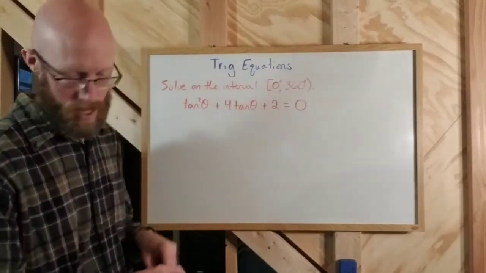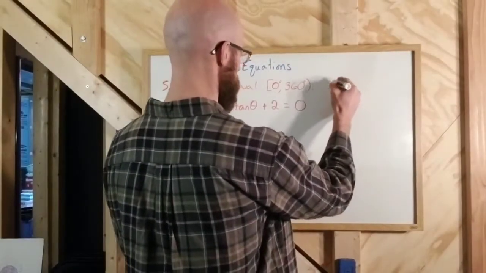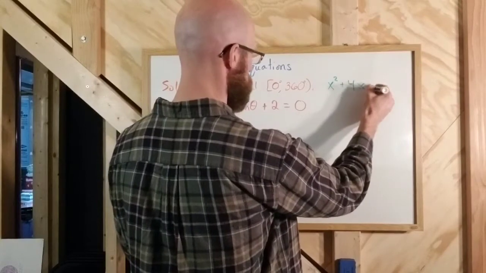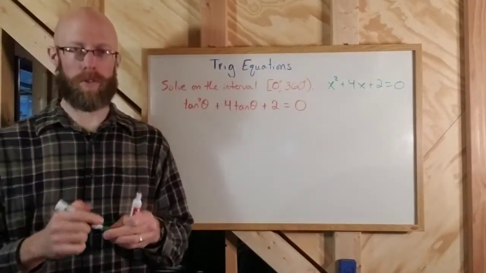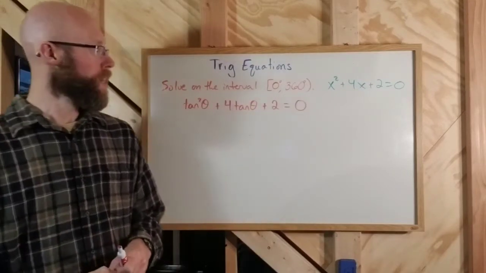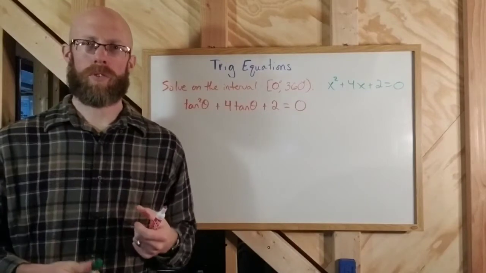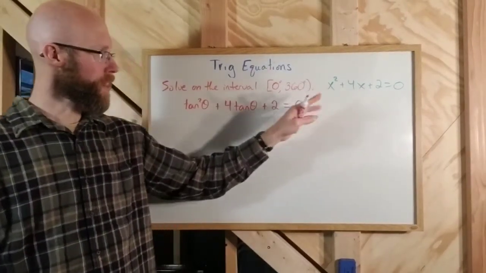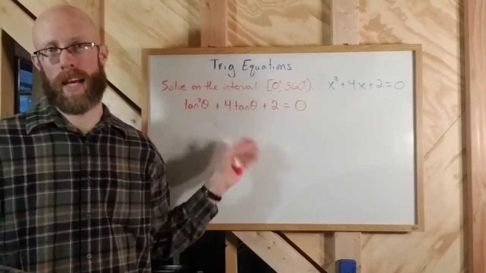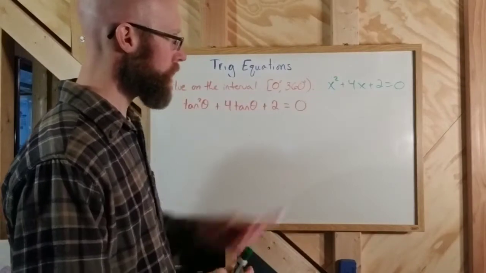And so it would be similar to the equation, say, x squared plus 4x plus 2 equals 0, if you had a similar type of equation using x instead of tangent of theta. And so what I'm going to do is go ahead and solve the polynomial version, and then I'll replace the x at the end with the tangent, because that's really what we're looking at. So how would I solve this?